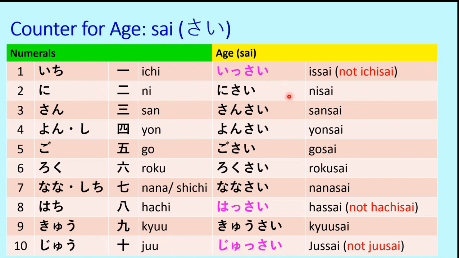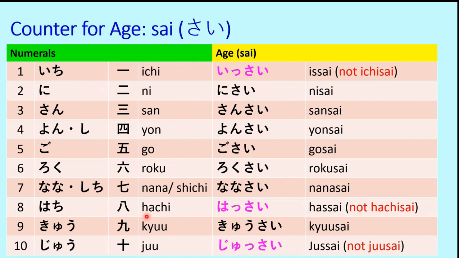Next we have nisai. This is as per the rule. For 3 years old, we have sansai. Then we have yonsai for 4 years old, gosai for 5, rokusai for 6, nanasai for 7 years old. Now the eighth one is the tricky one. The eighth numeral is hachi. But 8 years old is not hachisai, it is hassai. Similar to issai, it is because hachisai is a little difficult to pronounce, so hassai is a more friendly version.